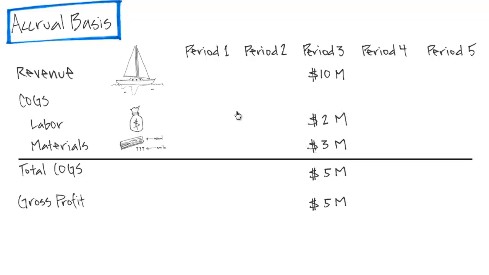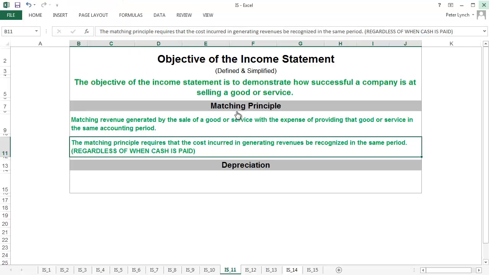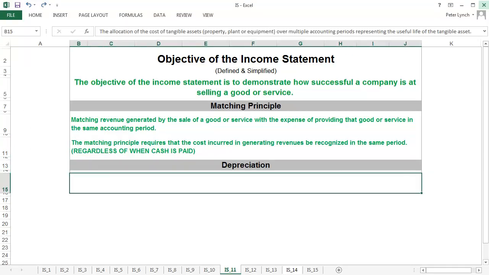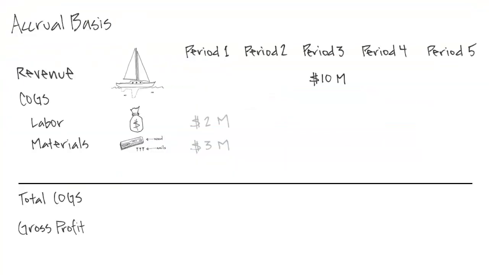the income statement. Going back to the income statement objective, the second accounting concept is depreciation. And for the time being, we'll define depreciation as the allocation of the cost of tangible assets, which you can think of as property, plant, or equipment, over multiple accounting periods representing the useful life of the tangible asset. To better illustrate this point, let's go back to our previous example.